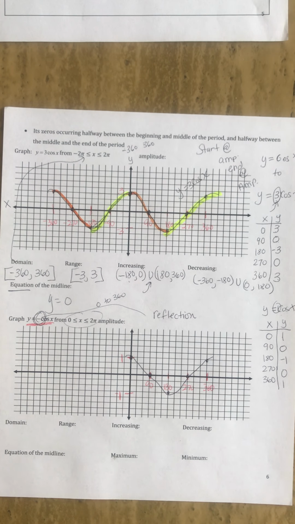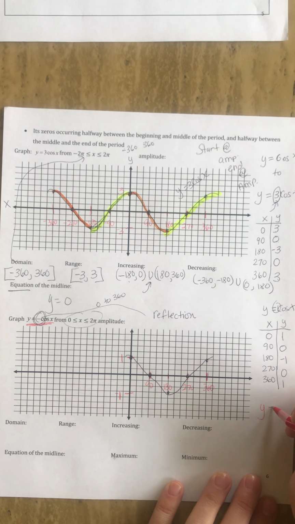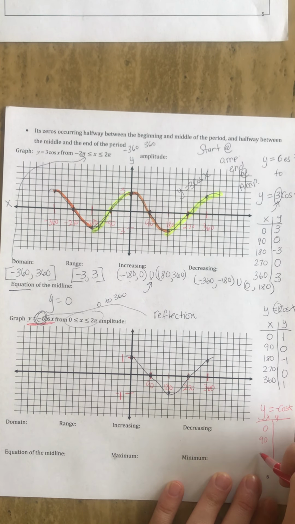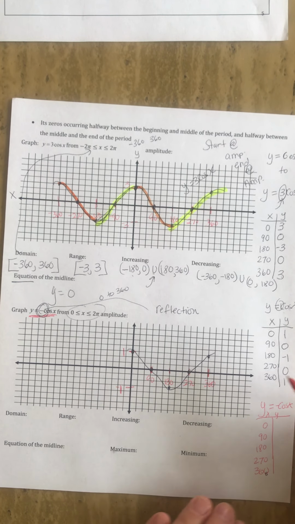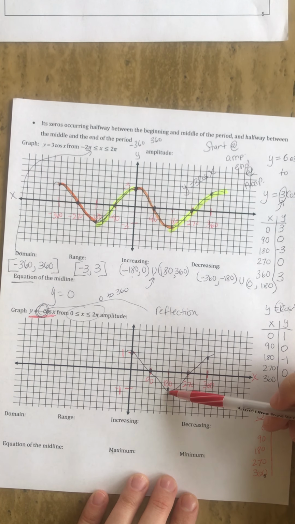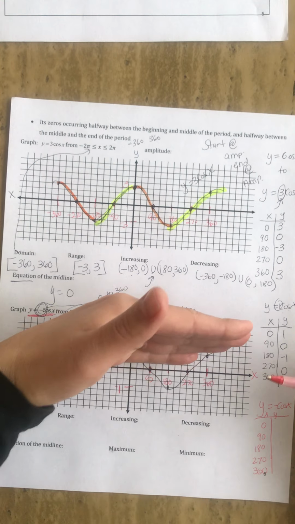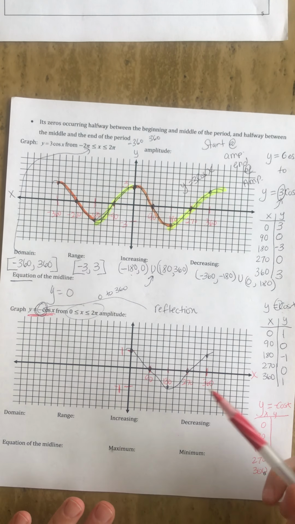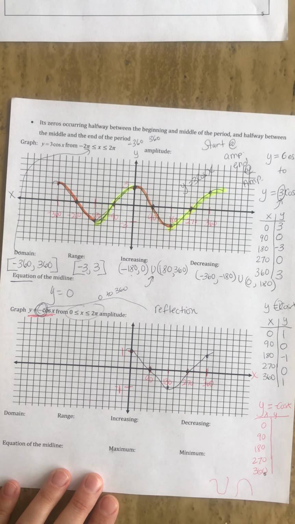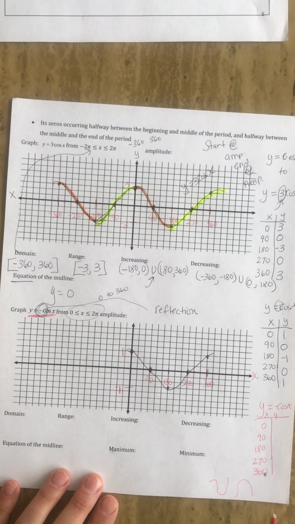Okay, now I'm going to show you the reflection. y equals negative cosine x. We still have 0, 90, 180, 270, 360. And we're reflecting it over the x-axis. So again, you're taking this point and flipping it. So this whole thing is going to be flipped. Instead of it looking like this right here, it's going to look like this right here. Instead of looking like a happy face, it's going to look like a sad face.